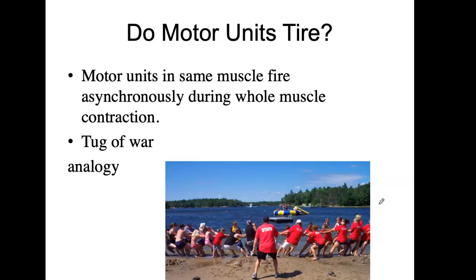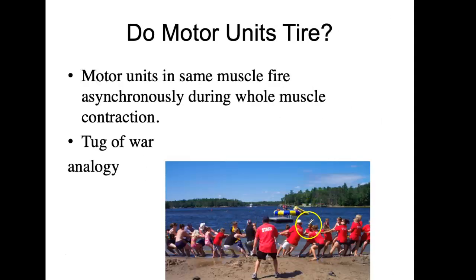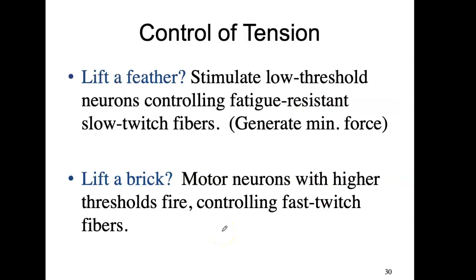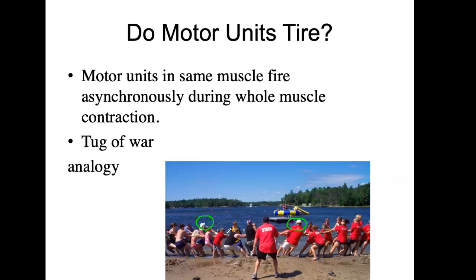Do motor units tire? Motor units in the same muscle fire asynchronously during whole muscle contraction. It's kind of like a tug of war. When one motor unit is contracting, maybe another one rests and then another one pulls. The tug of war is a good analogy for me, because if one person were to stop on this end, and one person were to stop on this end, it's not going to make a whole lot of difference. It's not going to change.